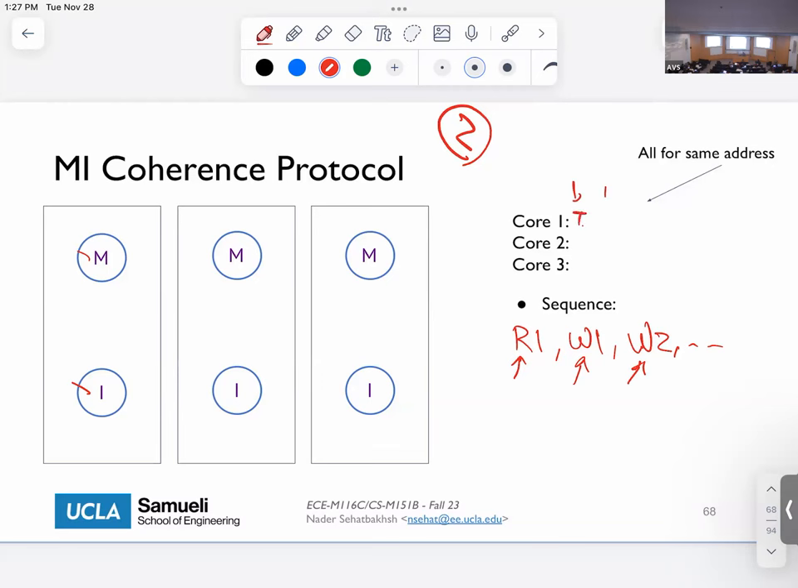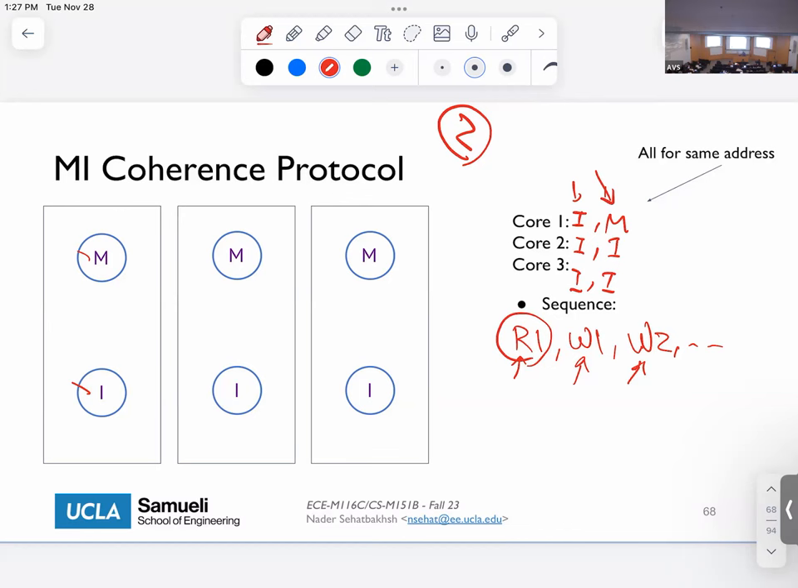Initially, you can consider that all of them are in the I state. Nobody has a valid copy, okay? Now let's consider a sequence like this, where core number one decides to read. What will happen is that nobody else has the data, so core number one will go to the M state. Everybody else stays in the I state, okay? After running this, this would be the updated coherence states for all these 3 cores, okay?